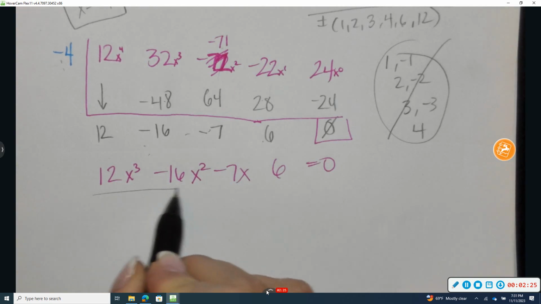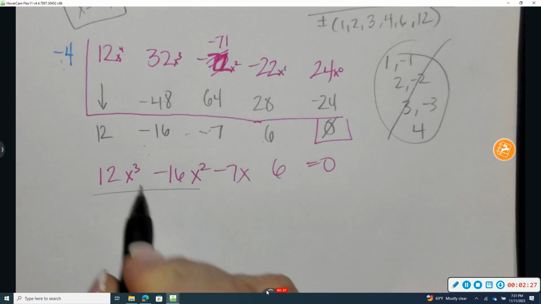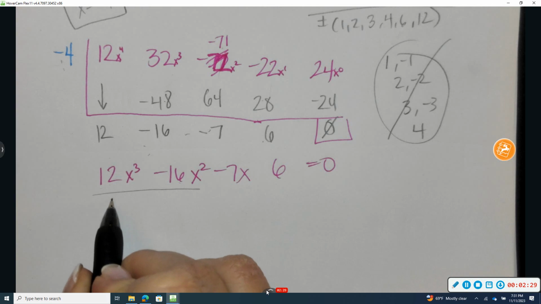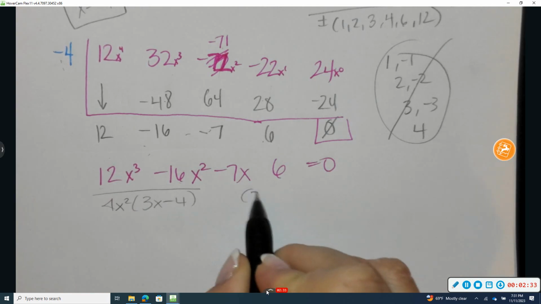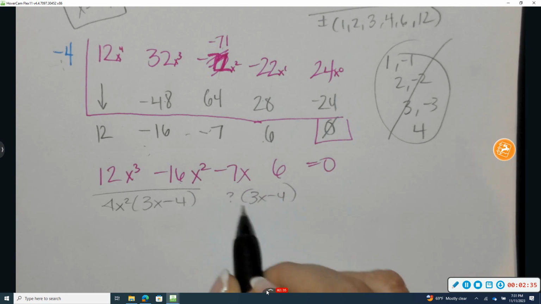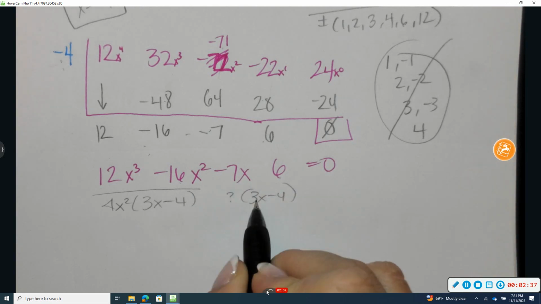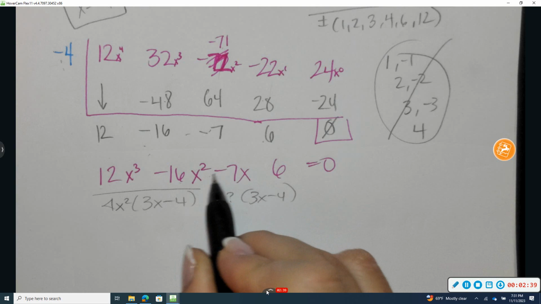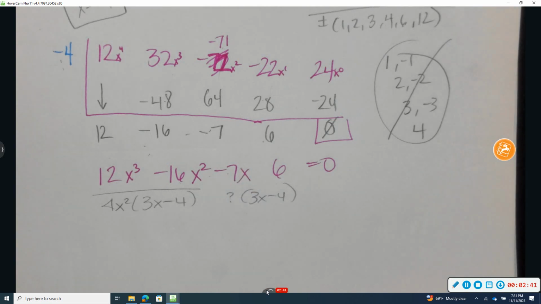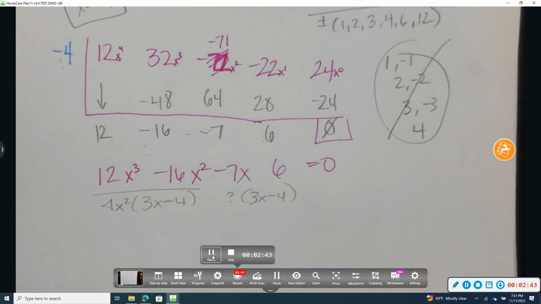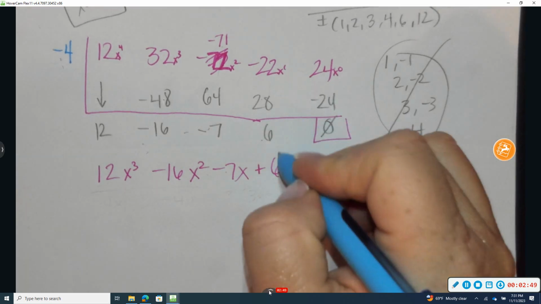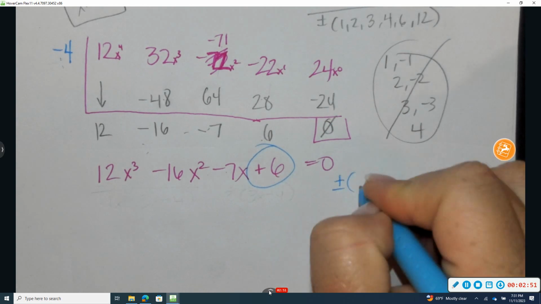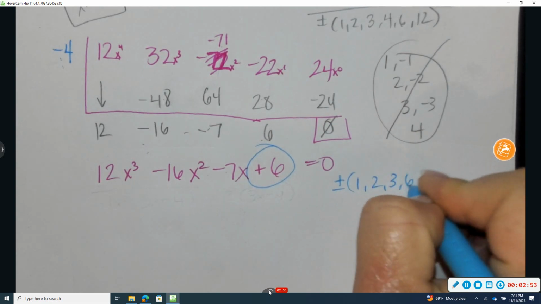So off to the side, I'm asking myself, what am I able to factor out? I could factor out a 4x squared. I'd be left with 3x minus 4. But when I write 3x minus 4 over here, I notice that there's no integer value I can take times 3x and end up with a -7x. So factoring by grouping isn't going to work. So what's my next option? Well, I'm going to go back to synthetic division. I'm going to identify the constant and write down the factors 1, 2, 3, and 6.